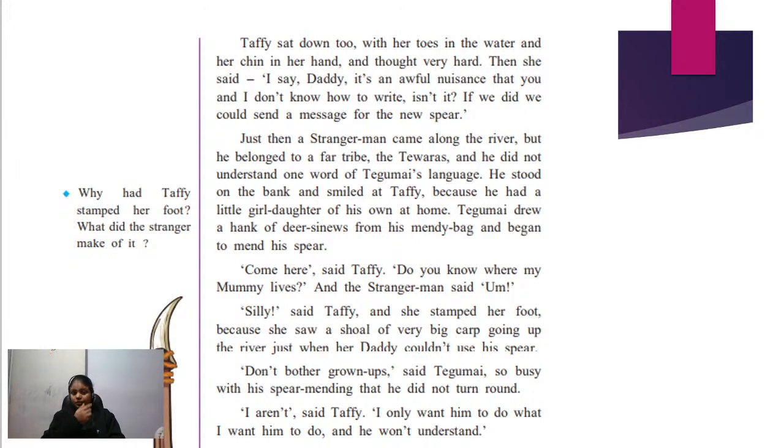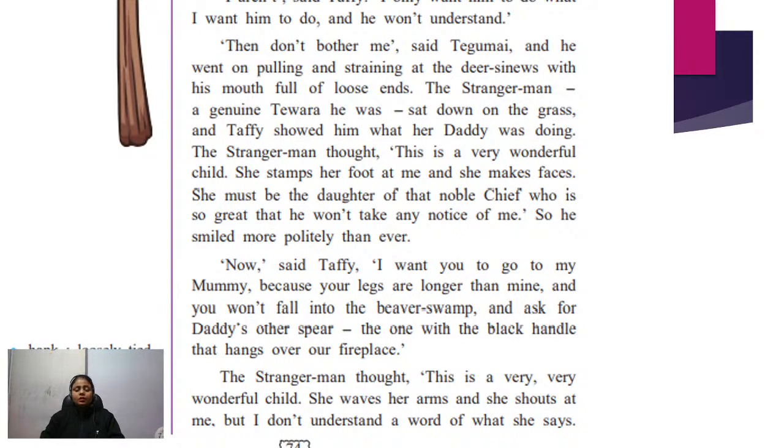So now, there is a stranger in the story, and he has started liking this small, sweet little girl, Taffy, because he was a father to a little girl daughter also. So somewhere maybe he is trying to see his own daughter in Taffy. Now Taffy is stamping her feet, and she wants this strange person, this Tevara, to go home and bring the black spear to her daddy so that her father can catch some fish for the meal. Whereas the father was still busy mending the spear.